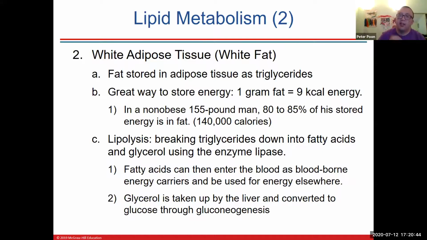Okay. So fat is stored as adipose tissue as triglycerides. Okay. That's a great way to store energy. 1 gram of fat is equal to 9 calories worth of energy. That is more than double the 4 that is in carbohydrates. Okay, and in a non-obese 150-pound man, 80 to 85% of his stored energy is in fat. If you're obese, it's even greater than that by a lot. So fat, not only is it more dense because it's more reduced, it's also more dense because fat is repulsive to water. So all fat gathers together, and there's no water weight there.